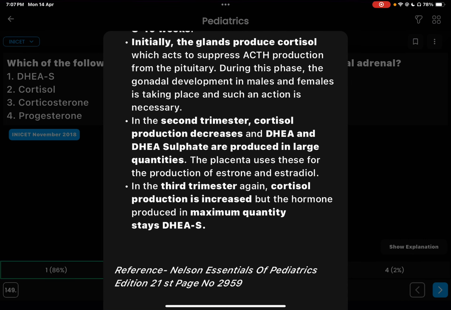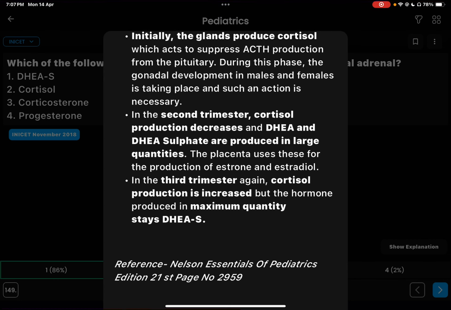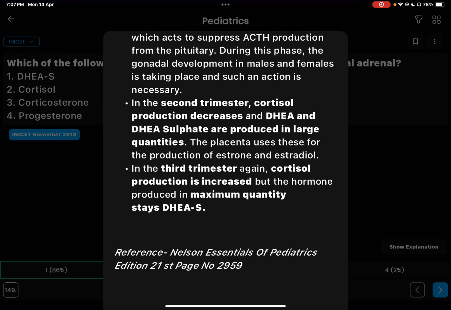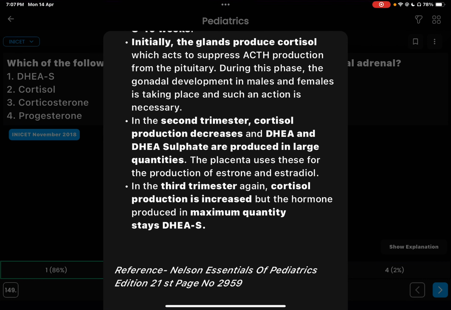During this phase, gonadal development in males and females is taking place, and such an action is necessary. In the second trimester, cortisol production decreases and DHEA and DHEA sulfate are produced in large quantities. The placenta uses this for the production of estrone and estradiol. In the third trimester, again, cortisol production is increased, but the hormone produced in maximum quantities stays DHEAS.